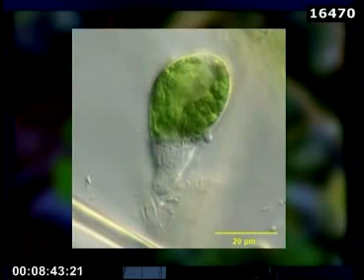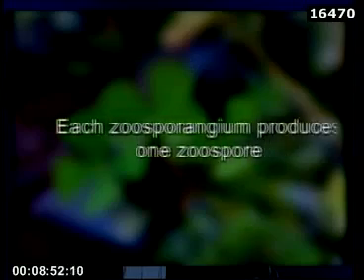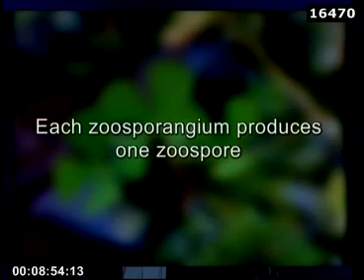In asexual reproduction, zoospore formation is the most common form, where certain cells of the filament, usually the cap cells, develop into zoosporangium. Each zoosporangium produces only one zoospore.